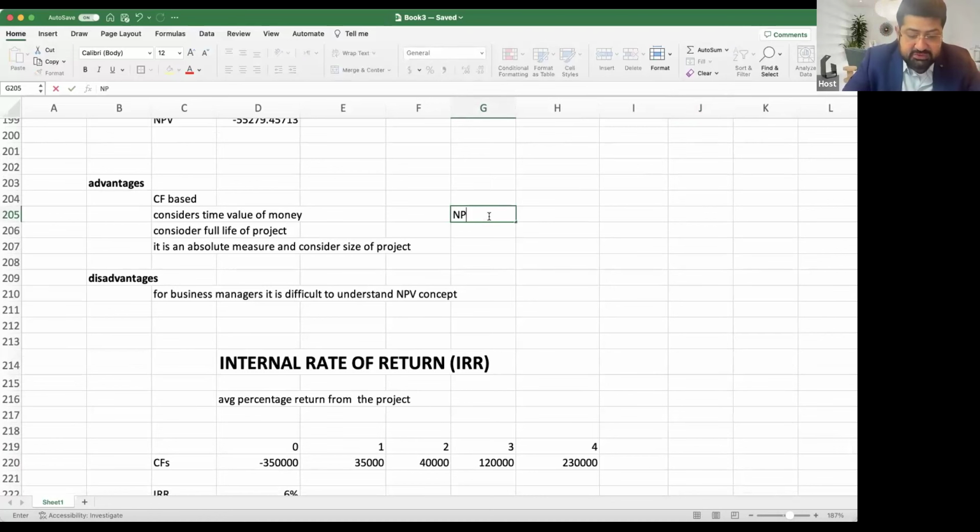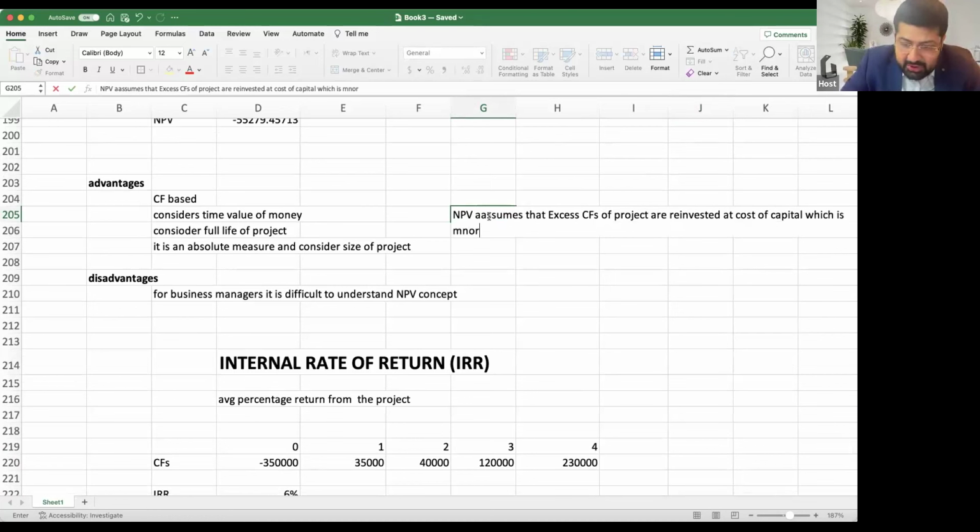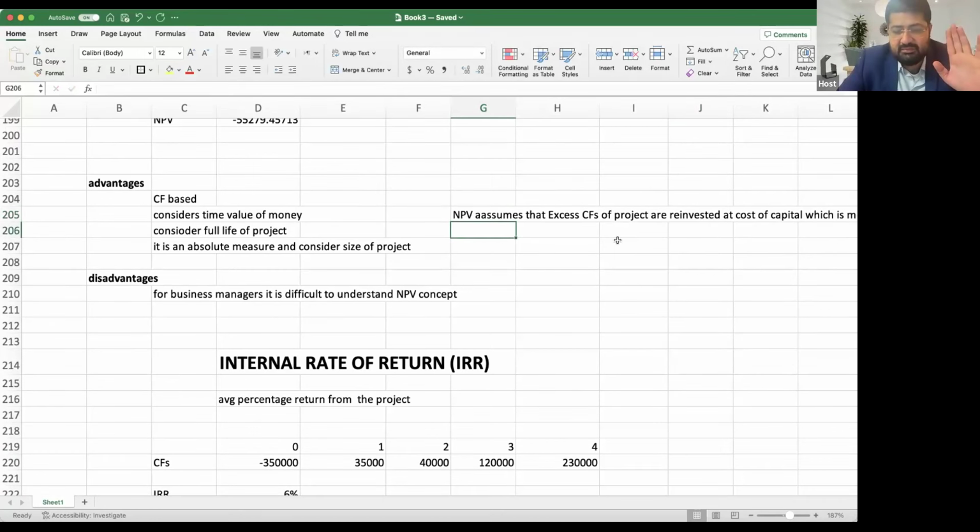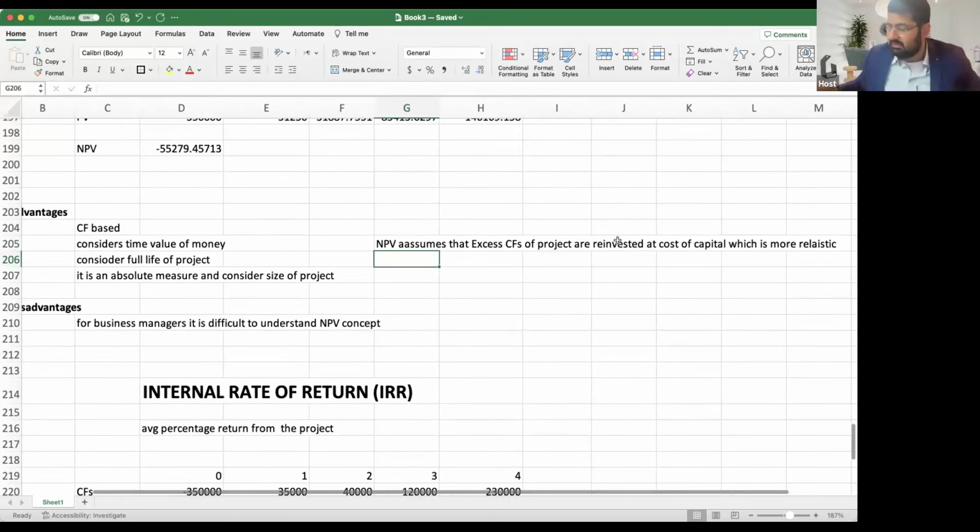NPV assumes that excess cash flows of the project are reinvested at the cost of capital, which is more realistic. Only the cost is recovered. No high returns are expected. That's why NPV is better than IRR.